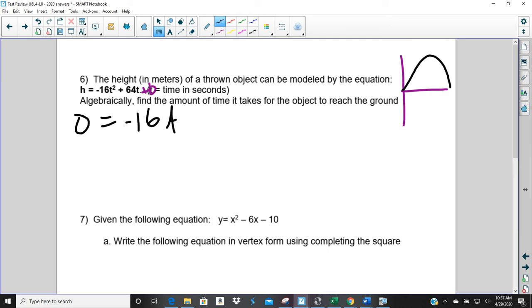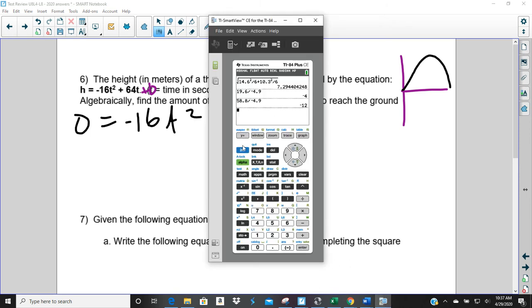Negative 16t squared plus 64t. We're going to take out the GCF. Now, let's just confirm that 16 goes into 64. And if you remember, I want the x squared, in this case the t squared, to be positive. So I'm going to do 64 divided by negative 16, and I'm left with negative 4.